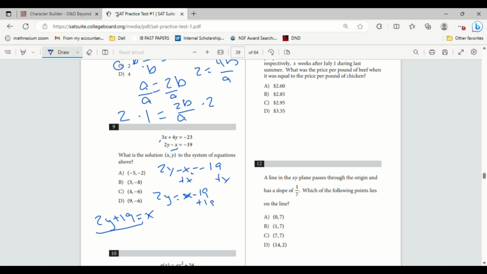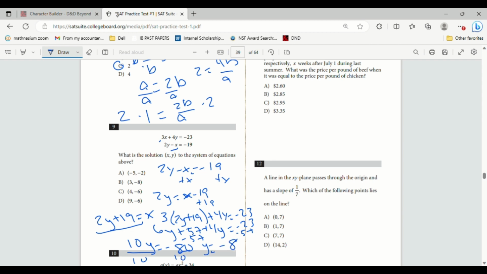So we have 3 times (2y plus 19) plus 4y equals negative 23. So 6y plus 57 plus 4y equals negative 23. Subtract 57. Add like terms, we get 10y equals negative 80. Dividing by 10, we get y equals negative 8.